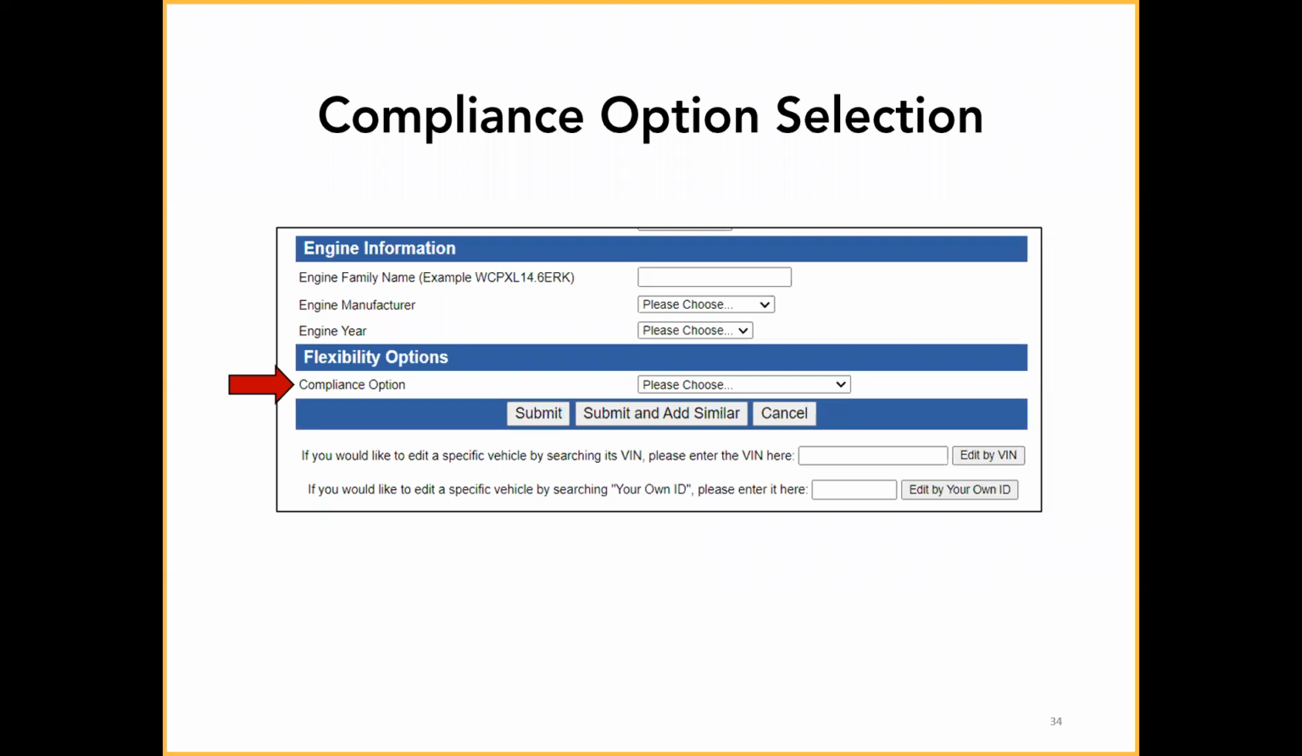Next is the engine manufacturer, engine model, and engine year. The engine model year may be 1 year behind the bus model year since the engine is manufactured separate from the bus chassis. The field that says compliance option is where you will select the compliance option for the vehicle. Let's take a closer look at the options available.